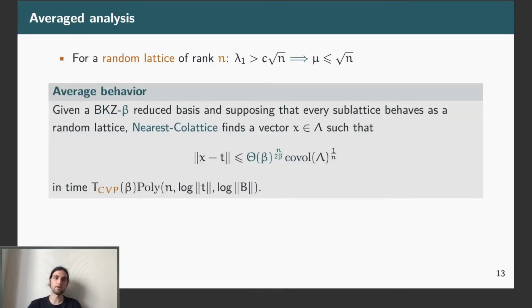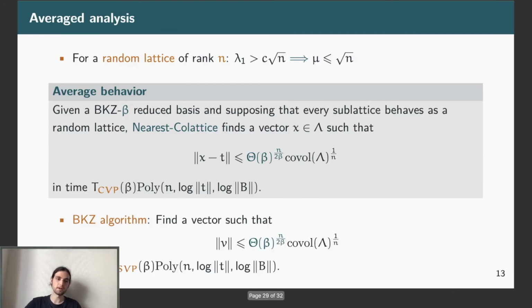Under this result, if we take a BKZ beta reduced basis, so an already slightly reduced basis, and we suppose that every sublattice appearing during the computation of nearest colattice behaves like a random lattice, then we can prove that we find a vector x which satisfies this inequality here on the approximation bound. Okay, and the time is still the same, of course.